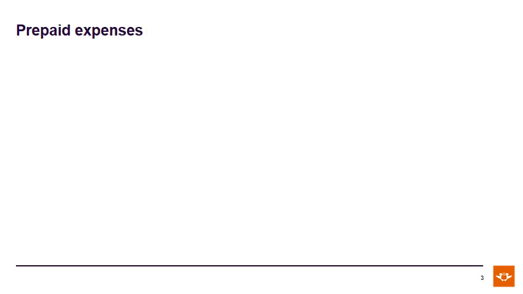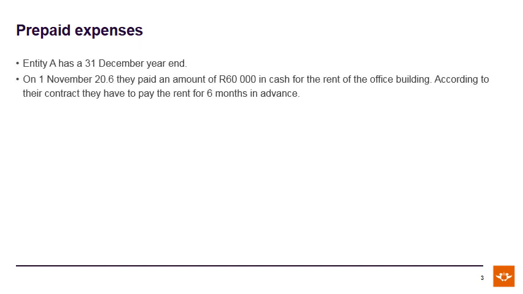Prepaid expenses is an example of an expense that we have paid upfront, and a part of that expense does not relate to the current reporting period. So let's have a look at the following example. Entity A has a 31st December year-end. On the 1st of November, they paid an amount of $60,000 in cash for the rent of the office building, and according to their contract, they have to pay the rent for 6 months in advance.